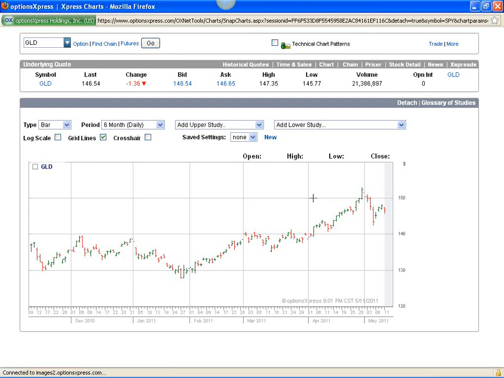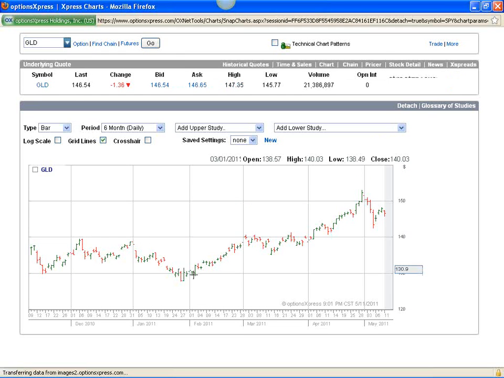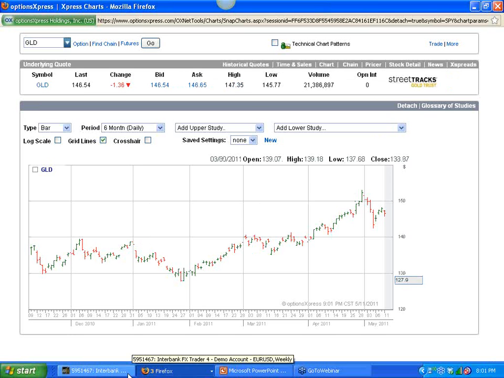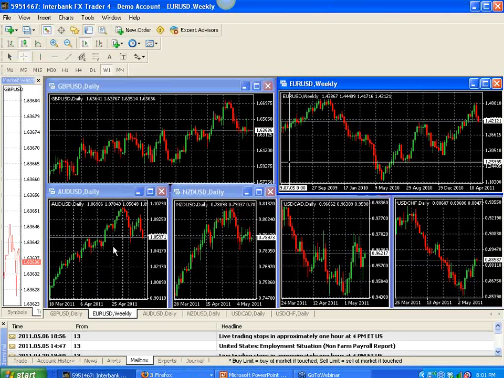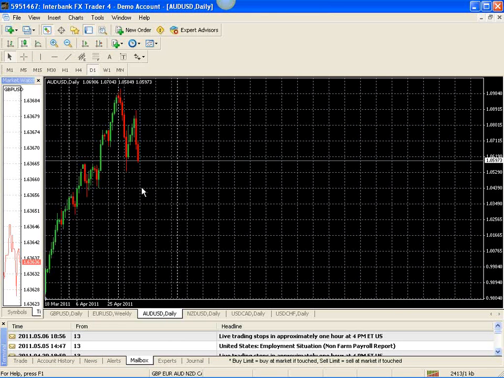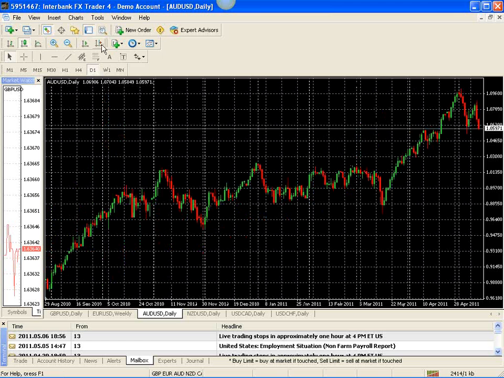Okay, so here's gold. Here's gold going up, up, up, up, a little bit of a hiccup and then kind of sideways. Let me just bounce back to the Australian dollar for you guys. Here's the Australian dollar going up, up, up, up, and then we have a little hiccup. They look exactly the same.